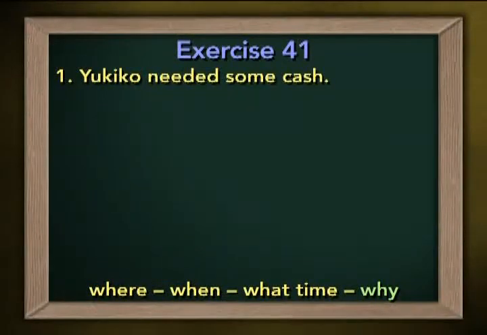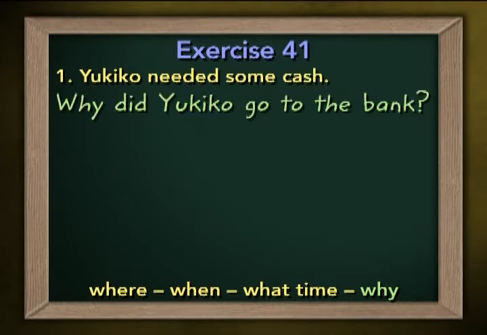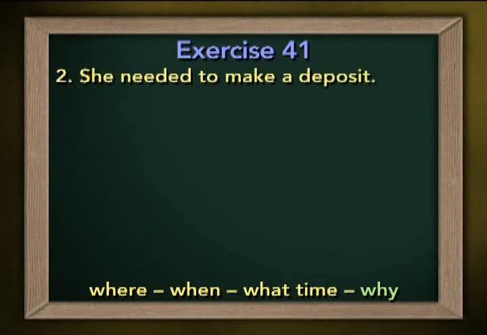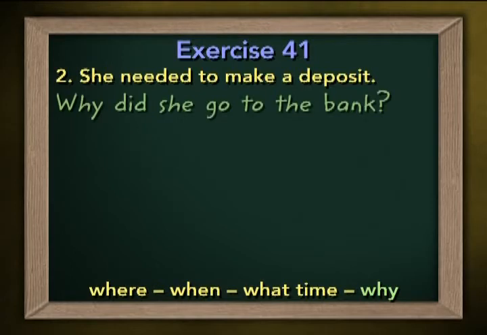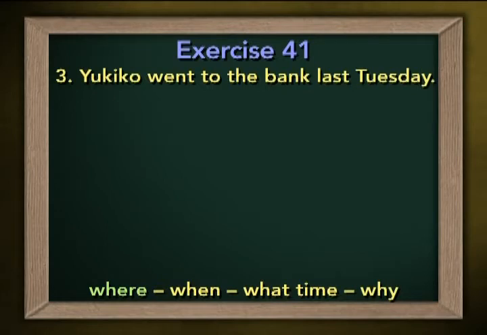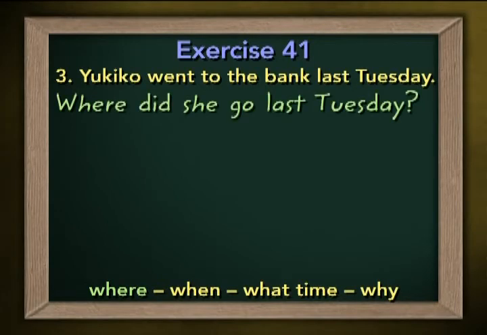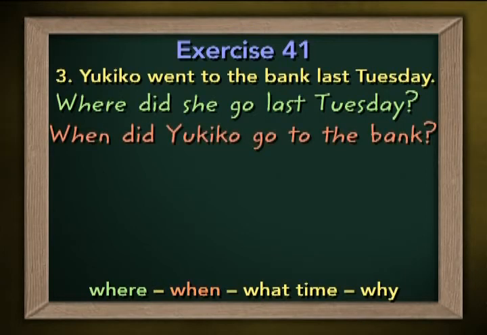Let's review that exercise about the bank passage. You saw Yukiko needed some cash, and you wrote the question, why did Yukiko go to the bank? Then you saw she needed to make a deposit, and you wrote, why did she go to the bank? Okay. And then Yukiko went to the bank last Tuesday. You wrote, where did she go last Tuesday? Or you may have written, when did Yukiko go to the bank Tuesday?